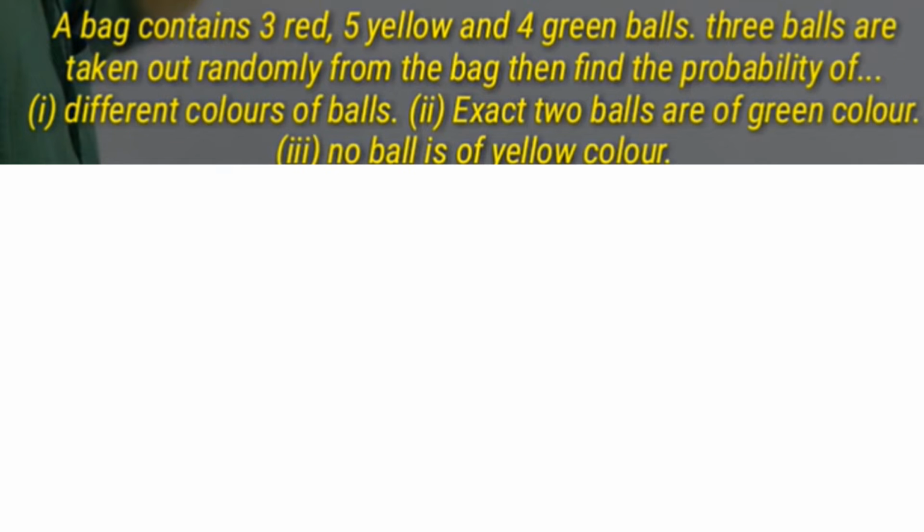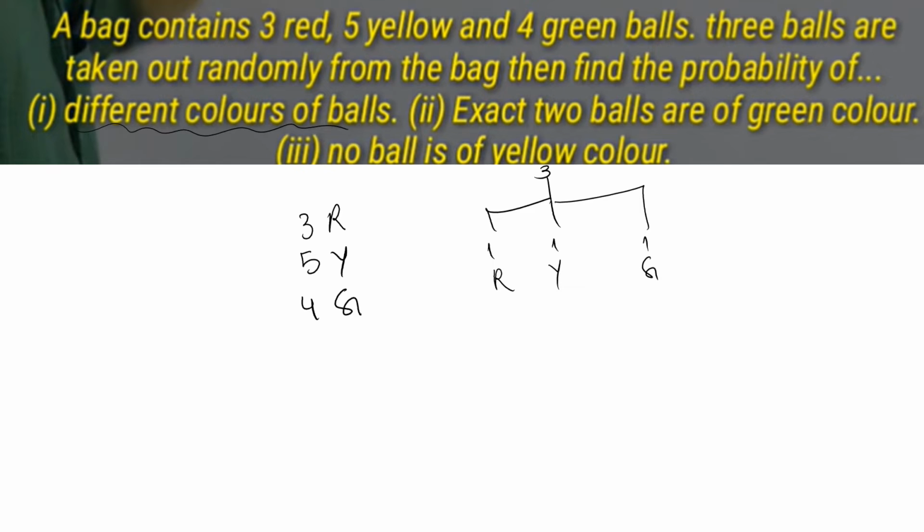A bag contains 3 red, 5 yellow and 4 green balls. 3 balls are taken out randomly from the bag. Okay, they didn't say one by one, they said just take out three random balls, so that all the balls are of different colors. So you have to choose the first ball, second ball and third ball, which means one will be red, one will be yellow and one will be green. So all the balls have different colors.